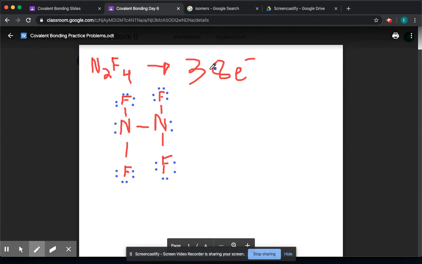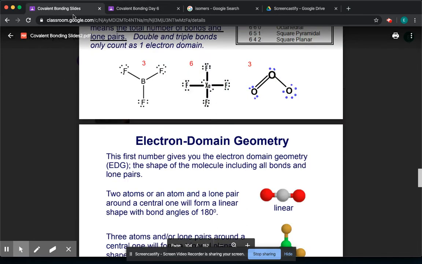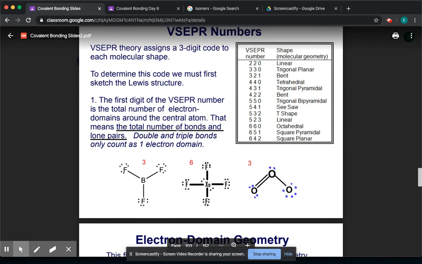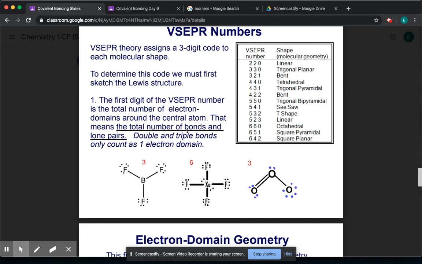So now we've used up our 38, and everyone is happy. Each fluorine has 8 electrons, and each nitrogen has 8 electrons. So what part A asked us for is, what are our VSEPR numbers? The first number is the number of bonds and lone pairs around the central atom.